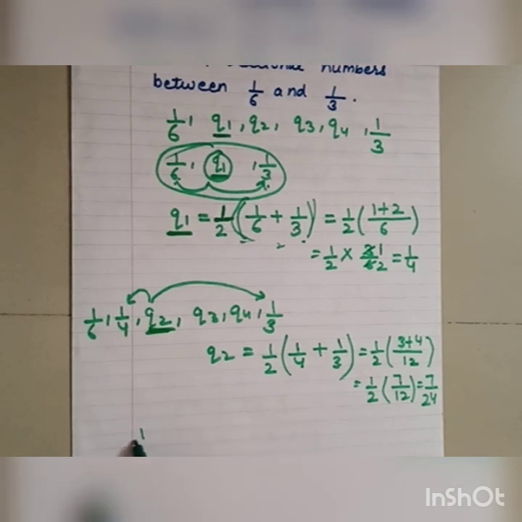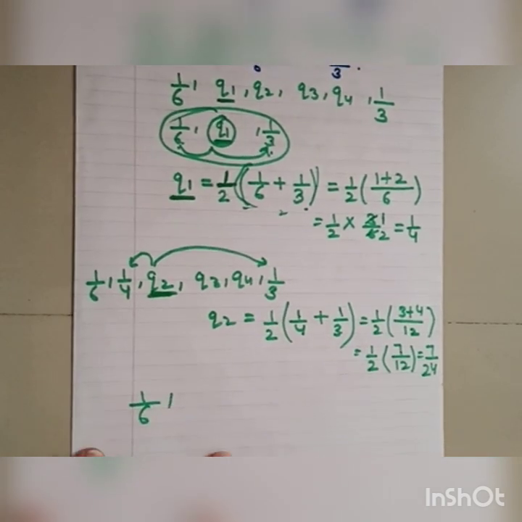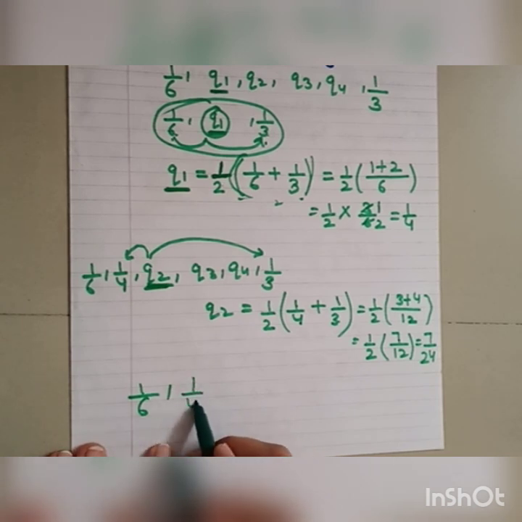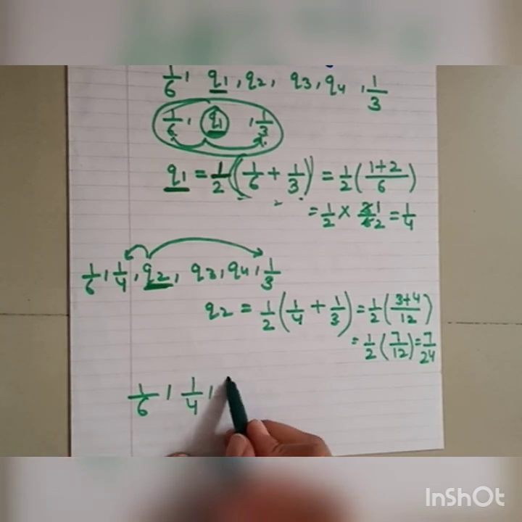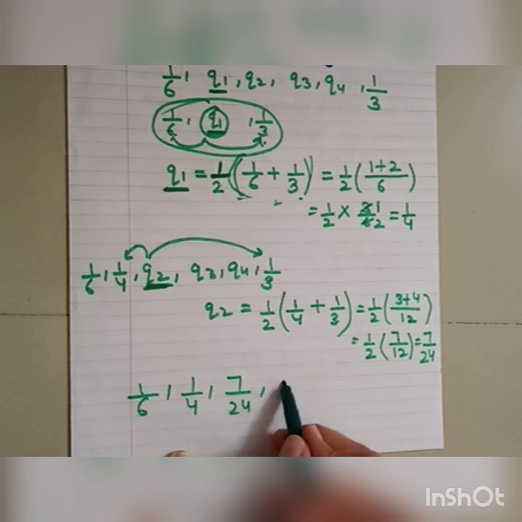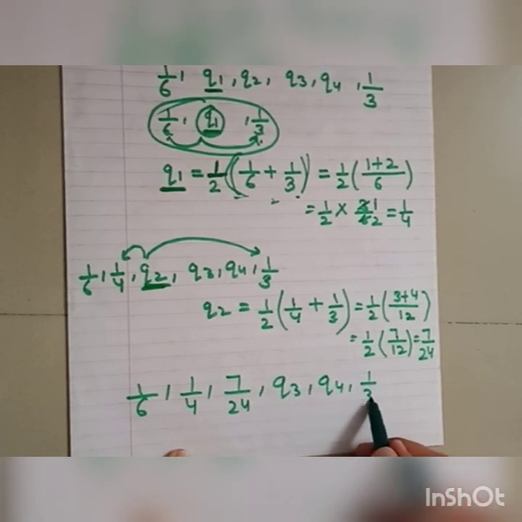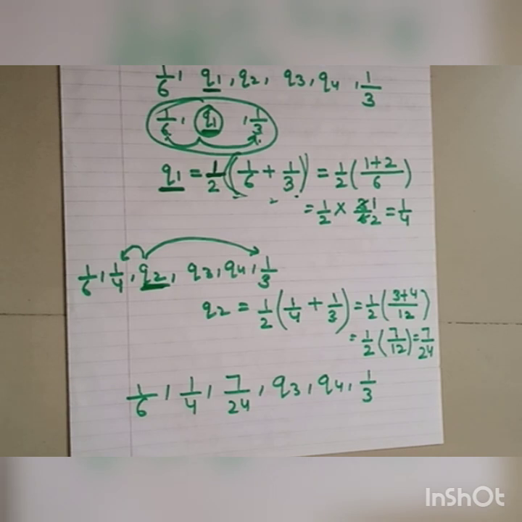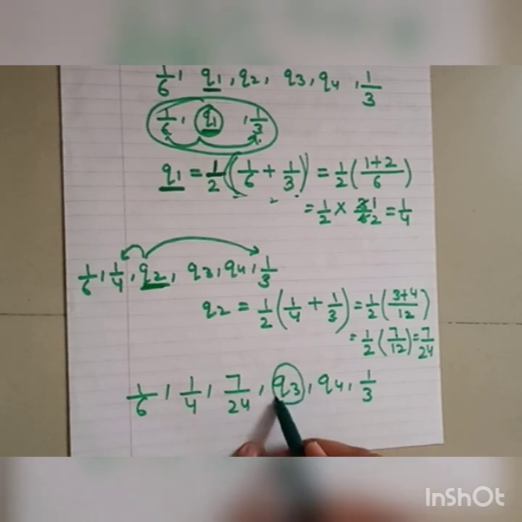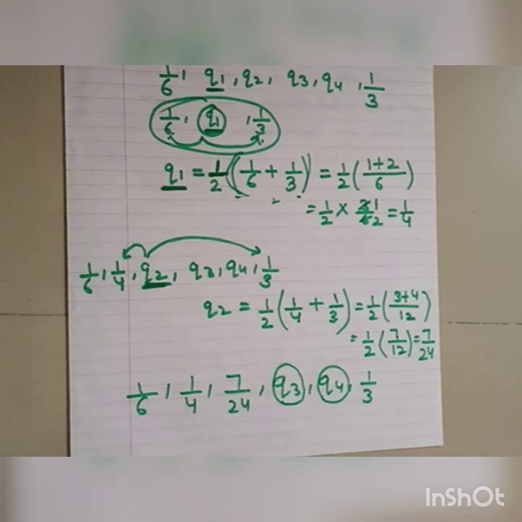Now our numbers become 1 by 6. The first number is q1, value 1 by 4. Next is 7 by 24, then q3 and q4. The last is 1 by 3. In this way you can find the values of q3 and q4.